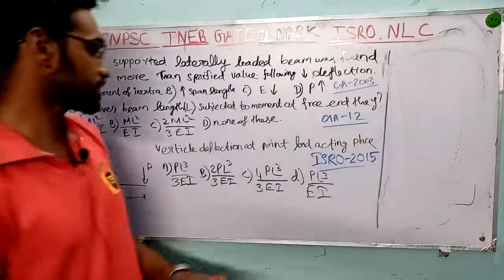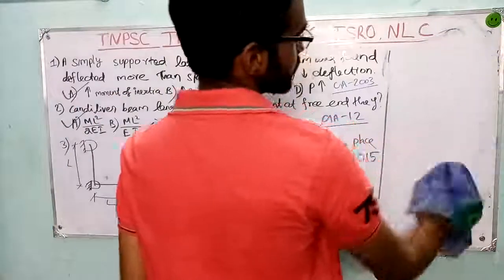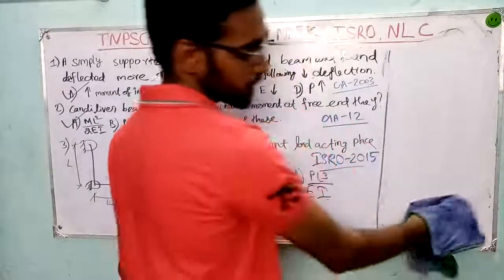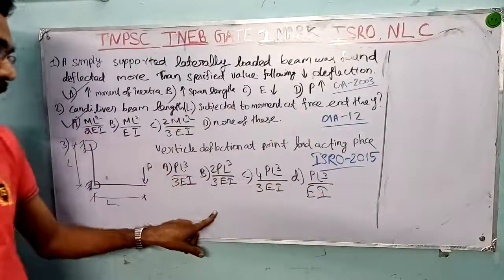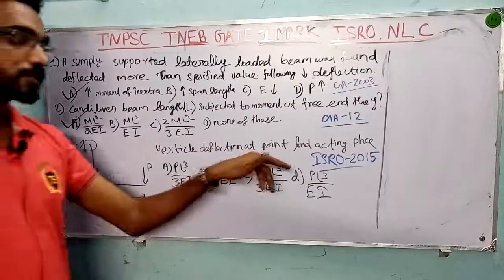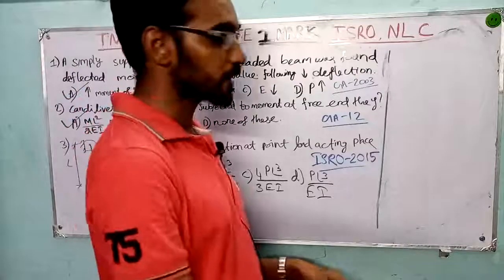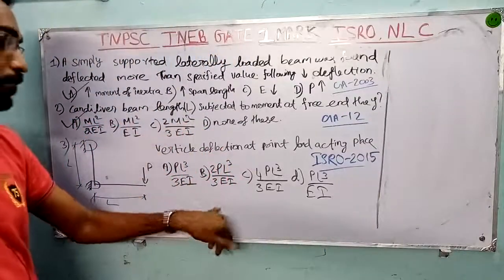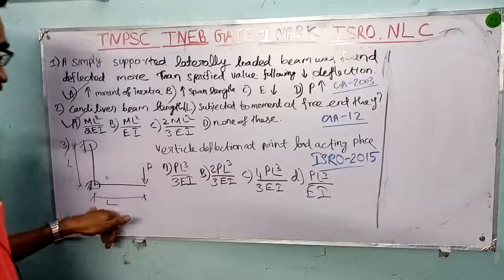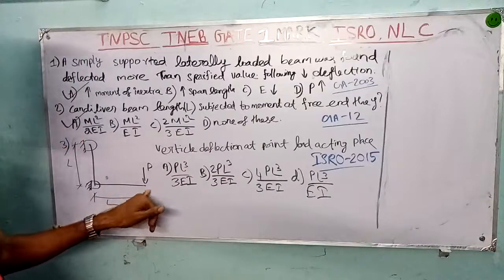Next question, third question. Third question is ISRO previous year 2015. The same question GATE also asked, but GATE asked it for 2 marks, while ISRO asks only 1 mark. What is it saying? The load is at this place, what is the deflection, that is the question.